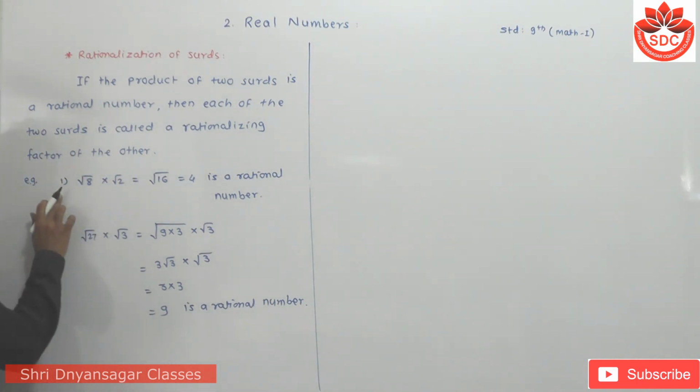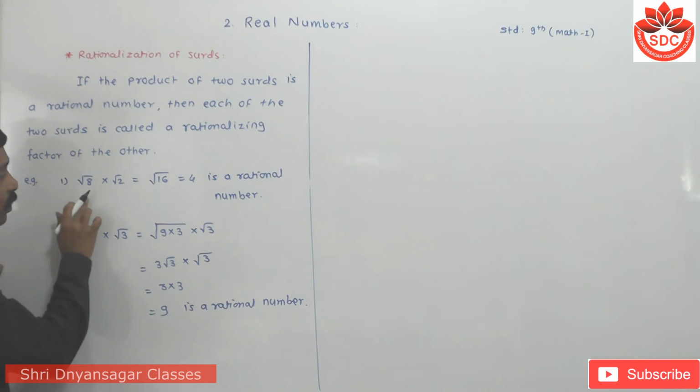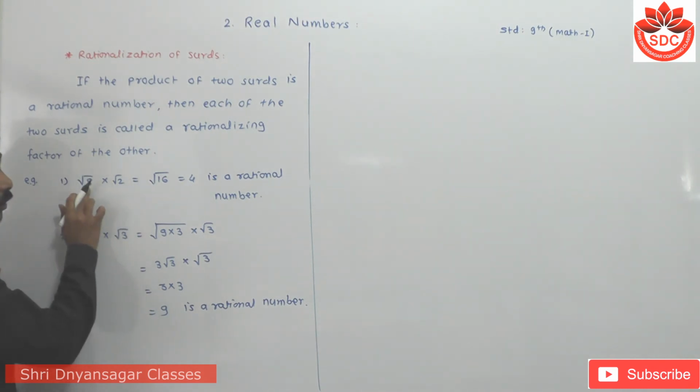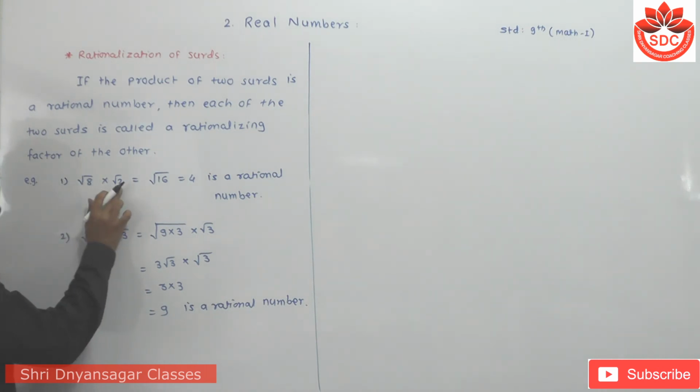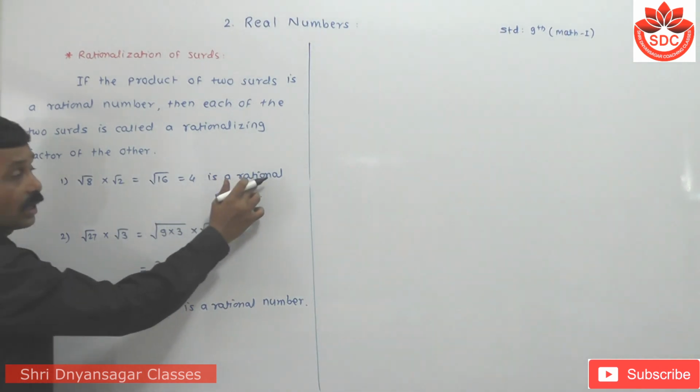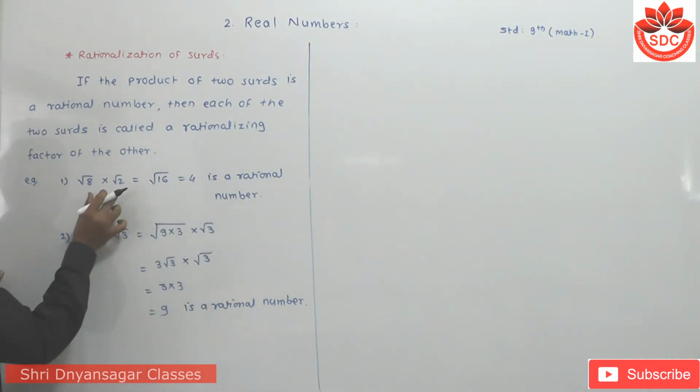Now for example, first is root 8 into root 2. Now we find the product of the radicands, 8 into 2 is 16. The square root of 16 is 4, which is a rational number, so these two are rationalization factors of each other.